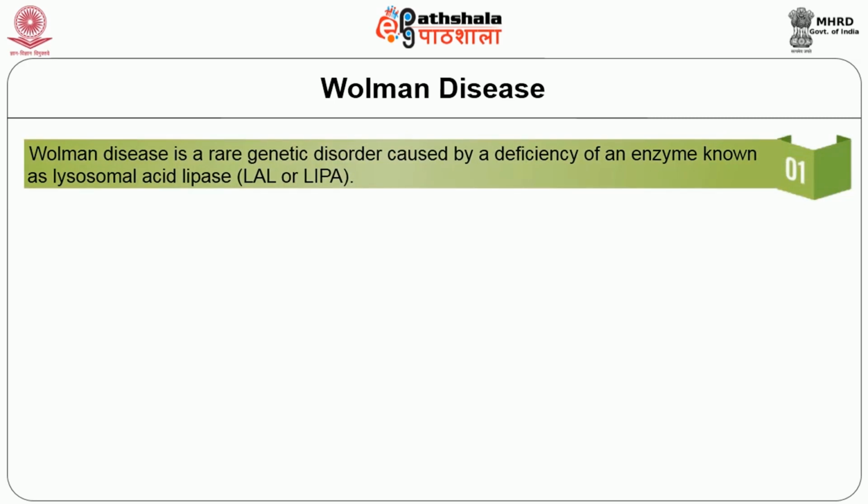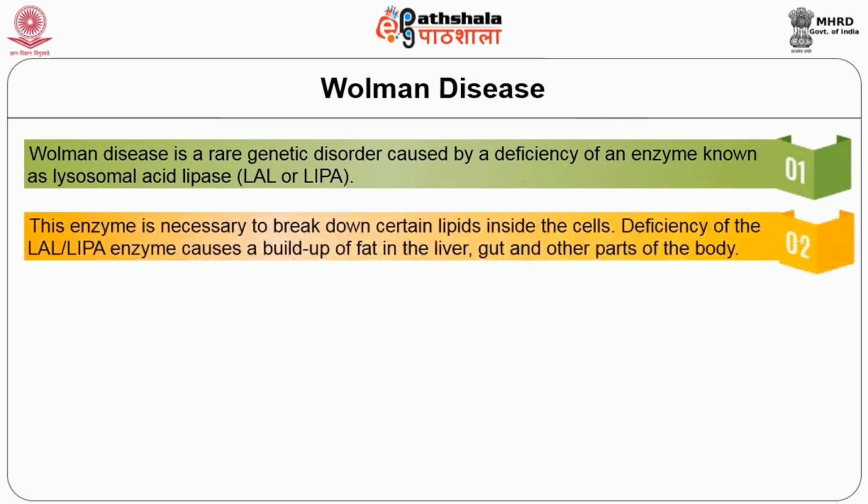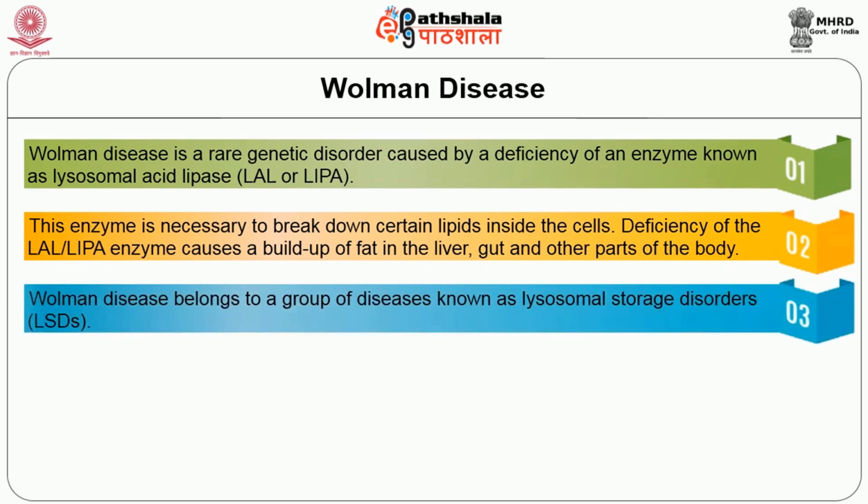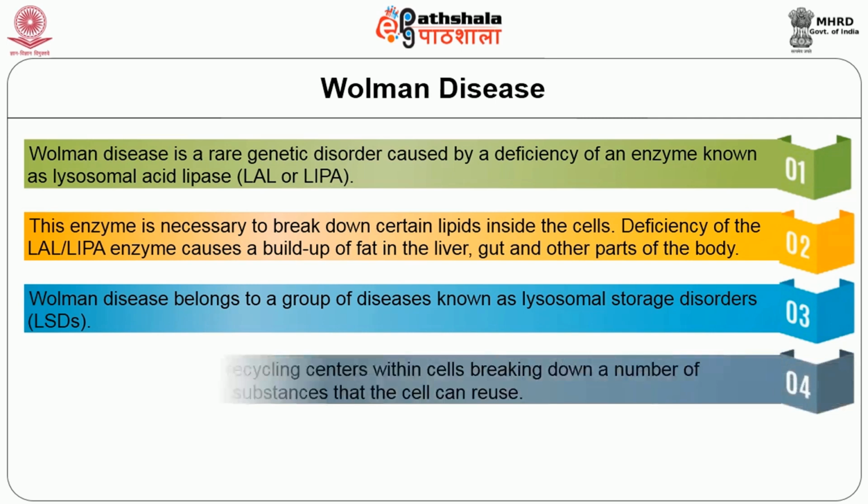Ullmann disease is a rare genetic disorder which is caused by a deficiency of an enzyme known as lysosomal acid lipase. This enzyme is necessary to break down certain lipids inside the cells. Deficiency of this LAL enzyme causes a buildup of fat in the liver, gut and other parts of the body. Ullmann disease belongs to a group of diseases known as lysosomal storage diseases.